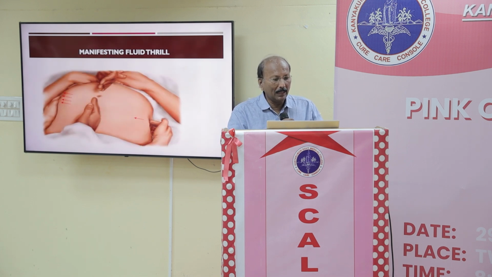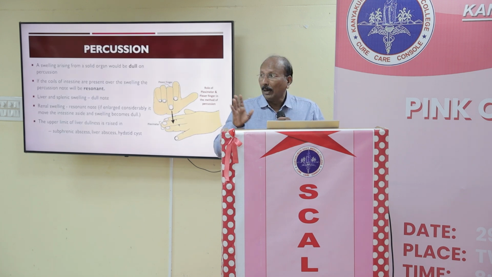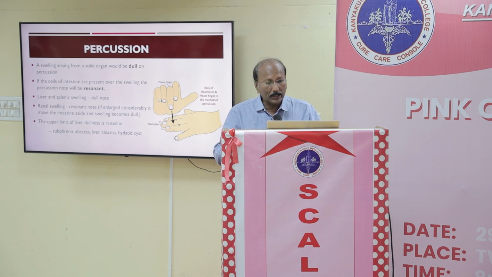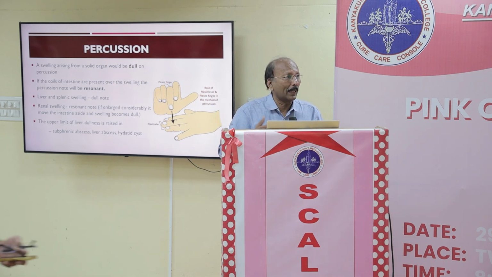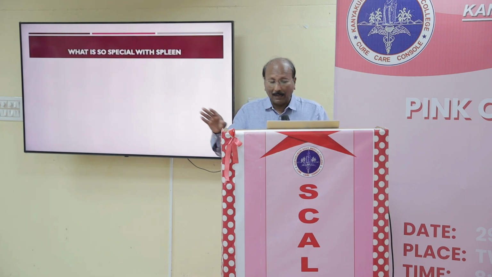There is the fluid thrill, you all know: mild, moderate. Mild pedal sign, moderate, what to do? Shifting dullness and gross fluid thrill. Yes, this is the way you percuss. Only use the middle finger and tap. You should not strike with the whole hand from the wrist. The patient will get a fracture or something like that. Okay, so the solid organs will have a dull note.